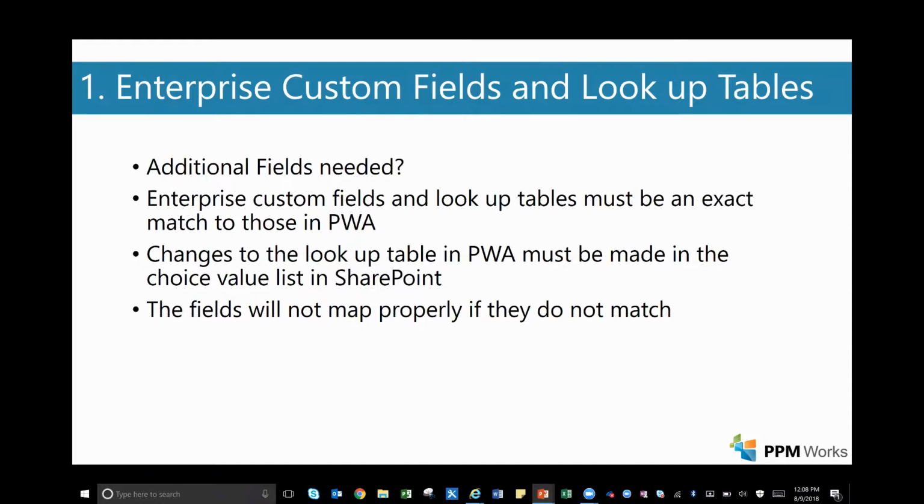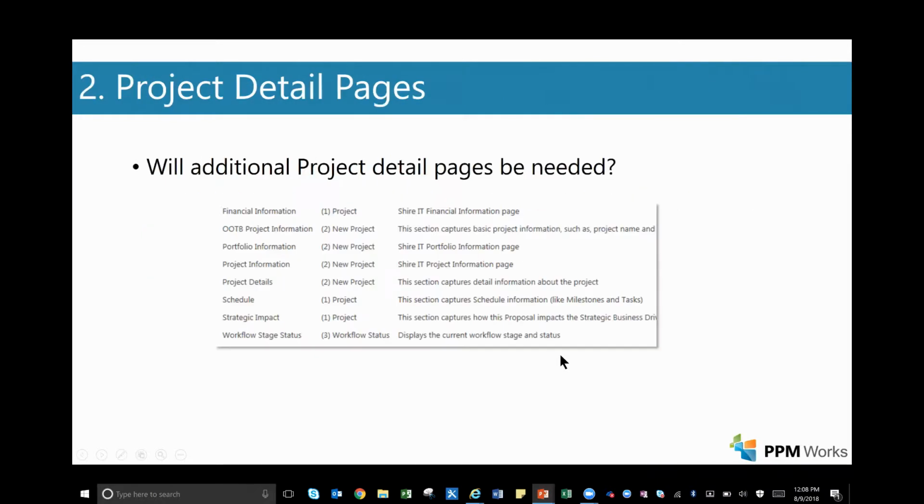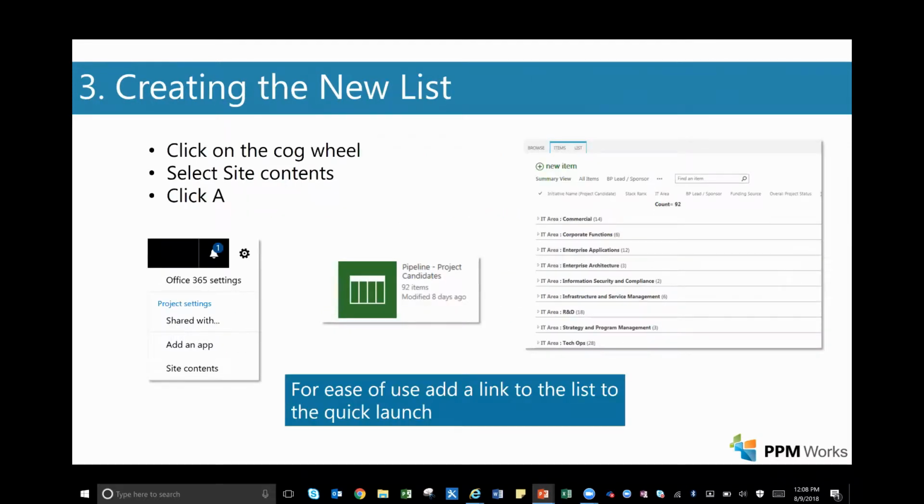Any changes to the lookup table in Project Web App, you've got to make those changes in the value list in SharePoint as well. If they do not match exactly, they will not move over. The second step is to determine whether or not you need those project detail pages. So I'm sure you guys are familiar already, if you've been working with Project Online, what those project detail pages can look like. You may or may not need to create one. We're not actually going to go through the steps of creating one today, but it is definitely something you want to consider if you decide to implement this feature.